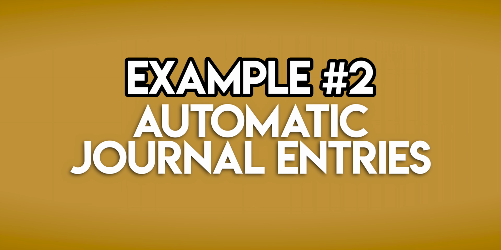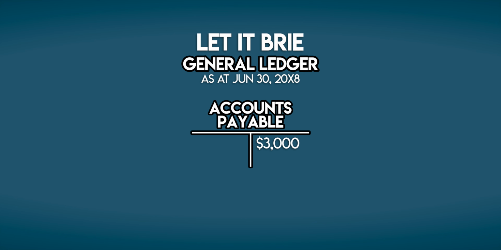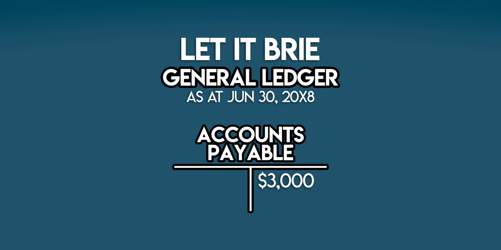Example 2, and this time we're going to use a subledger and an automatic journal entry. An account with a subledger is often called a control account. Take accounts payable, for example. This is a control account held in your general ledger, and right now it has a balance of $3,000. But what's that $3,000 made up of? We can't really tell by looking at the general ledger. It just doesn't give us enough detail.